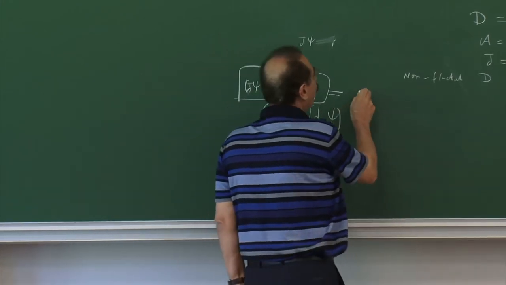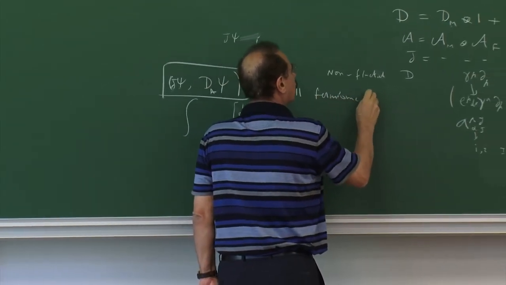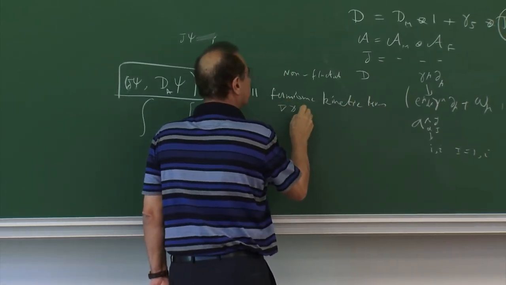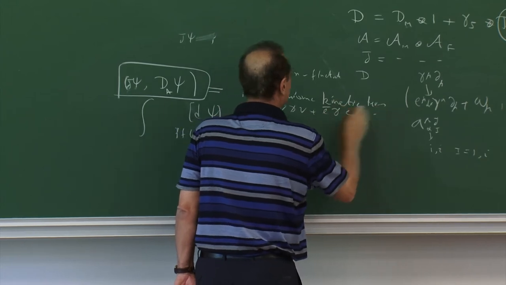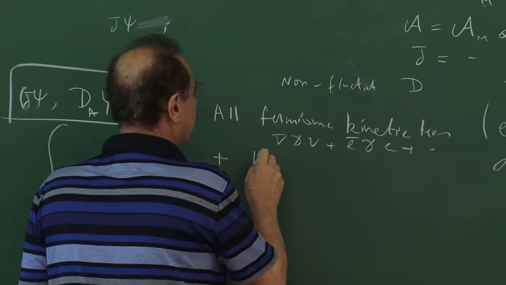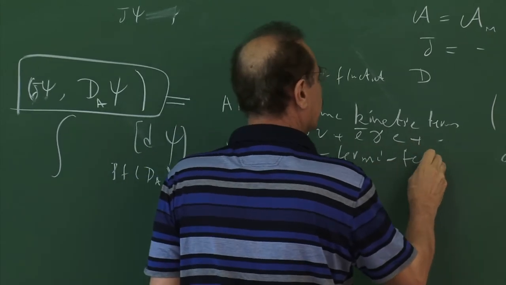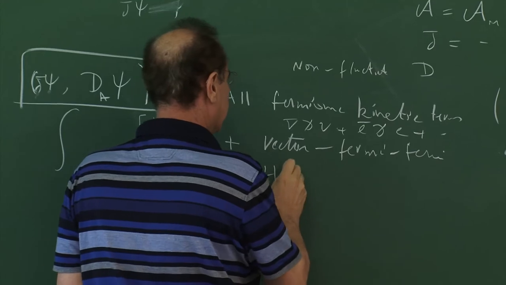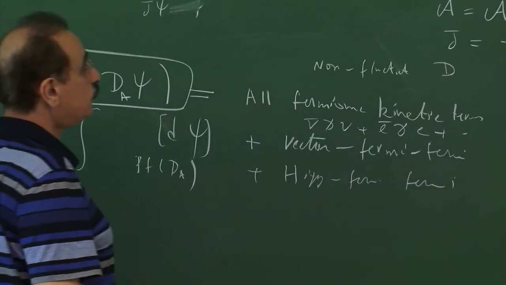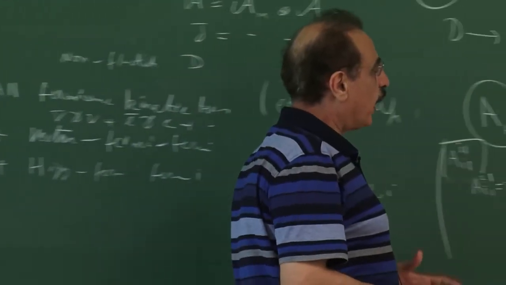I get all the fermionic kinetic terms. For example, nu bar d nu plus e bar d e plus left and right and everybody, plus vector Fermi interactions, plus Higgs Fermi. And you get exactly the correct hypercharges and everything.